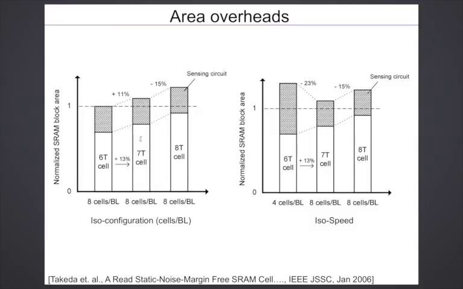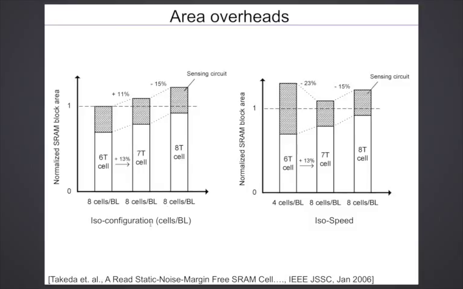So, what does this buy you, right? If you had 8 cells per bit line, as they have, then a 6 transistor cell structure has area occupied by the cells here, and this is the area occupied by the sensing circuit. When you go to 7T cell, you have an additional 11%, whereas an 8T cell is an additional, rather, it's 15% less for the 7T compared to the 8T.